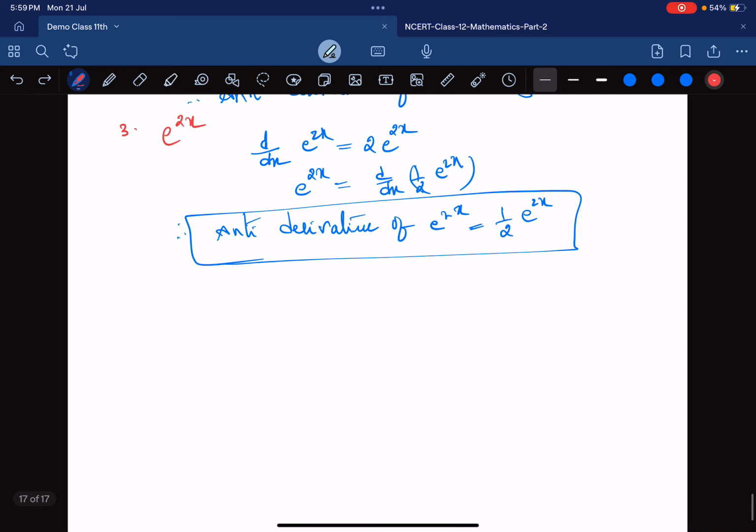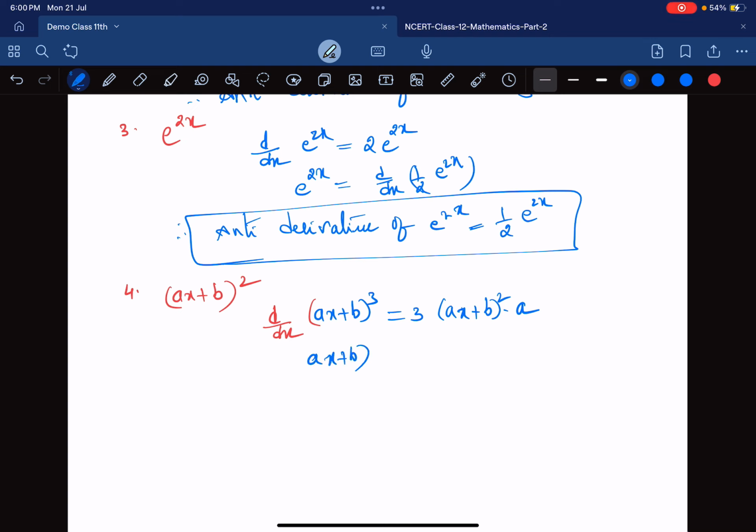Now let us see the fourth problem. Find the antiderivative of (ax plus b) whole square. So the differentiation of (ax plus b) whole cube is 3 times (ax plus b) whole square into a. That is the differentiation. From this, (ax plus b) whole square is equal to 1 by 3a into d by dx of (ax plus b) whole cube.